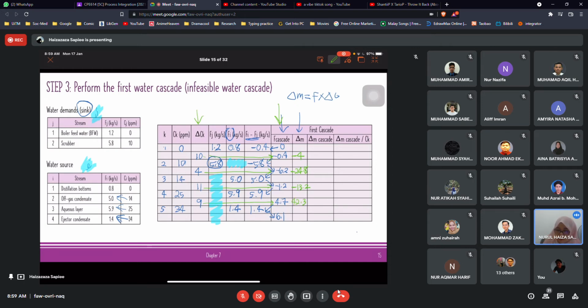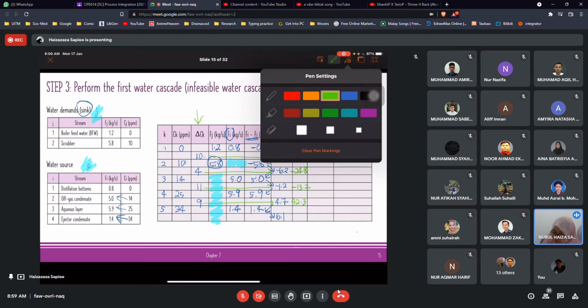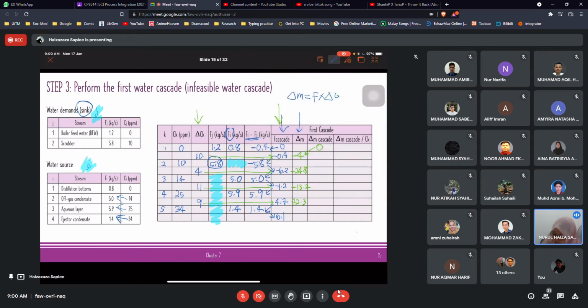From there, we can now make our M cascade. Hard to see from far, right? So start from 0 again. Plus negative 4, negative 4. Negative 4 plus negative 24.8 gives negative 28.8, right? Plus negative 13.2.